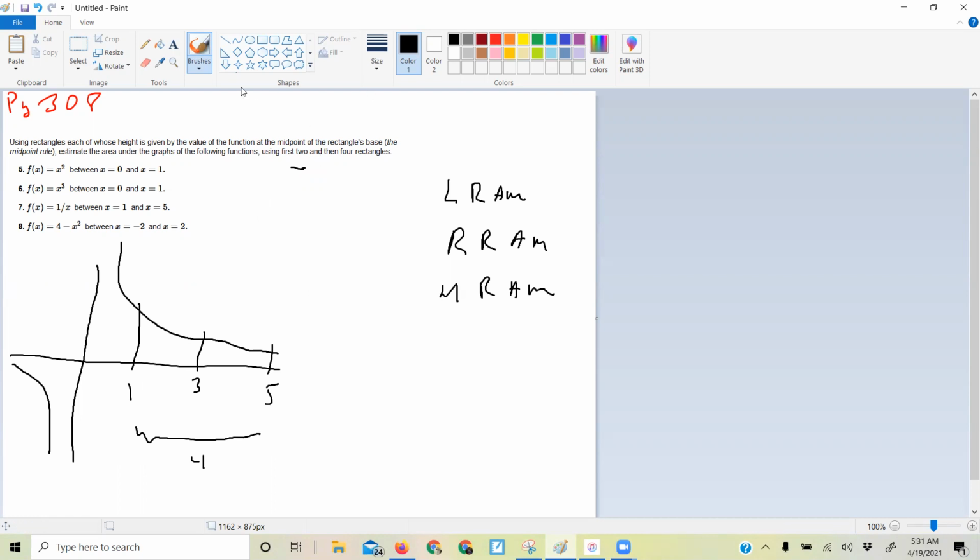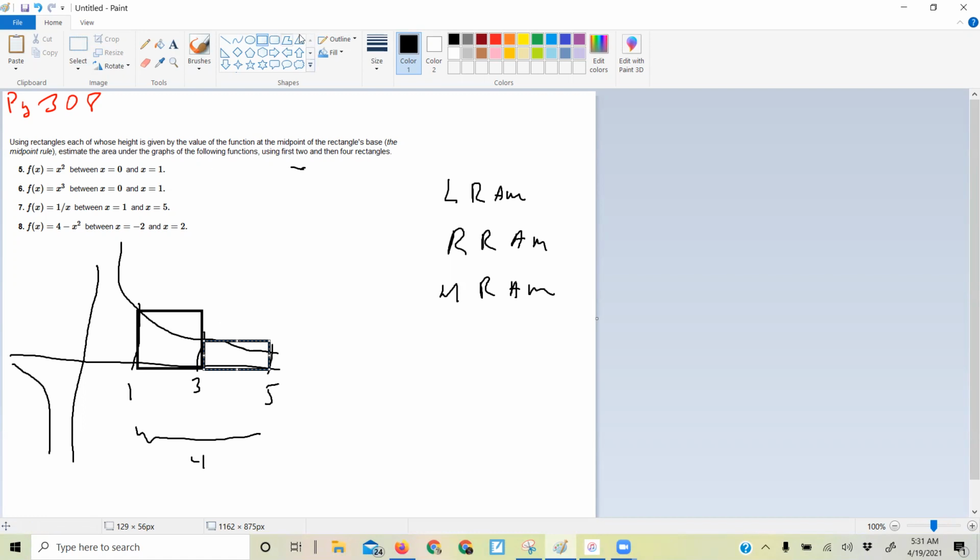If I want a left area rectangle approximation, let's get fancy and see if I can use this software's rectangle drawer. It won't be perfect because my drawing's not perfect. So if I'm using a left LRAM, that's the left there, and that's the next left. See how that's going to overestimate the area because it's above it. And again, I'm using the left, not the M, the midpoint like they're telling me to do.